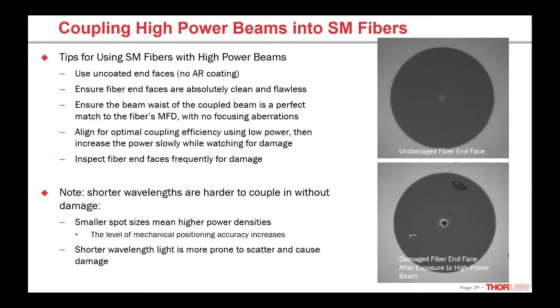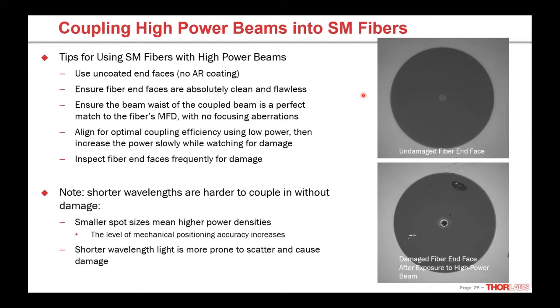So some tips if we want to try to get close to that theoretical power handling of silica glass. We want to use fiber end faces with no AR coatings because AR coatings can handle a lot lower power density. Got to make sure that everything is clean and flawless. Any kind of dust or dirt can scatter light and cause problems. Here we really want to make sure that the beam waist of that coupled beam is as close to a perfect match to the fiber's mode field diameter as possible, so we don't have light that's not coupled in.